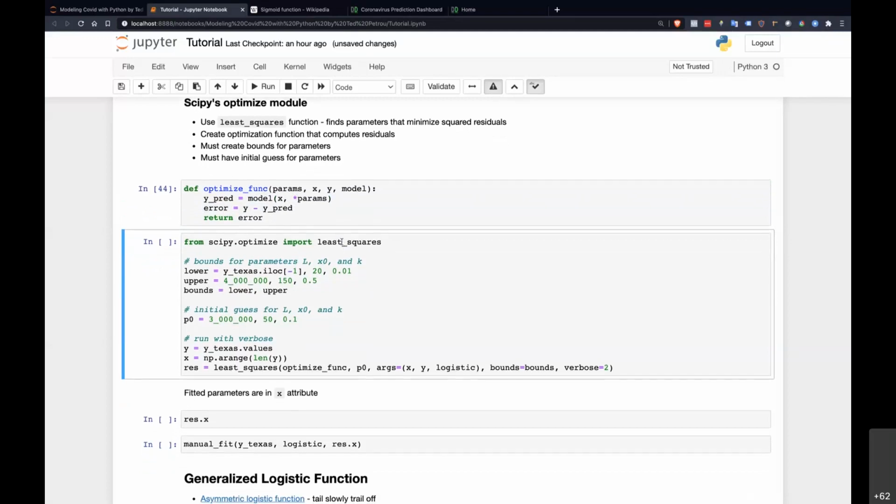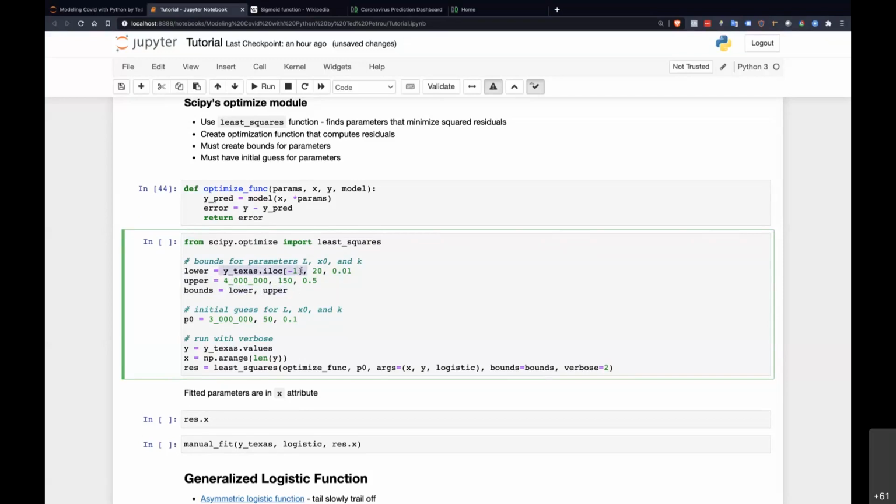Now, the way to use least squares, so I imported it up here. What you have to do is you have to have bounds for your parameters. I think some functions might not need bounds, but least squares does. So here I've come up with bounds for the parameters. These are bounds for L, X naught, and K. You have to store it as a list or a tuple of tuples, right? Like a tuple of 3 item sequences. So you have the lower bounds and the upper bounds.